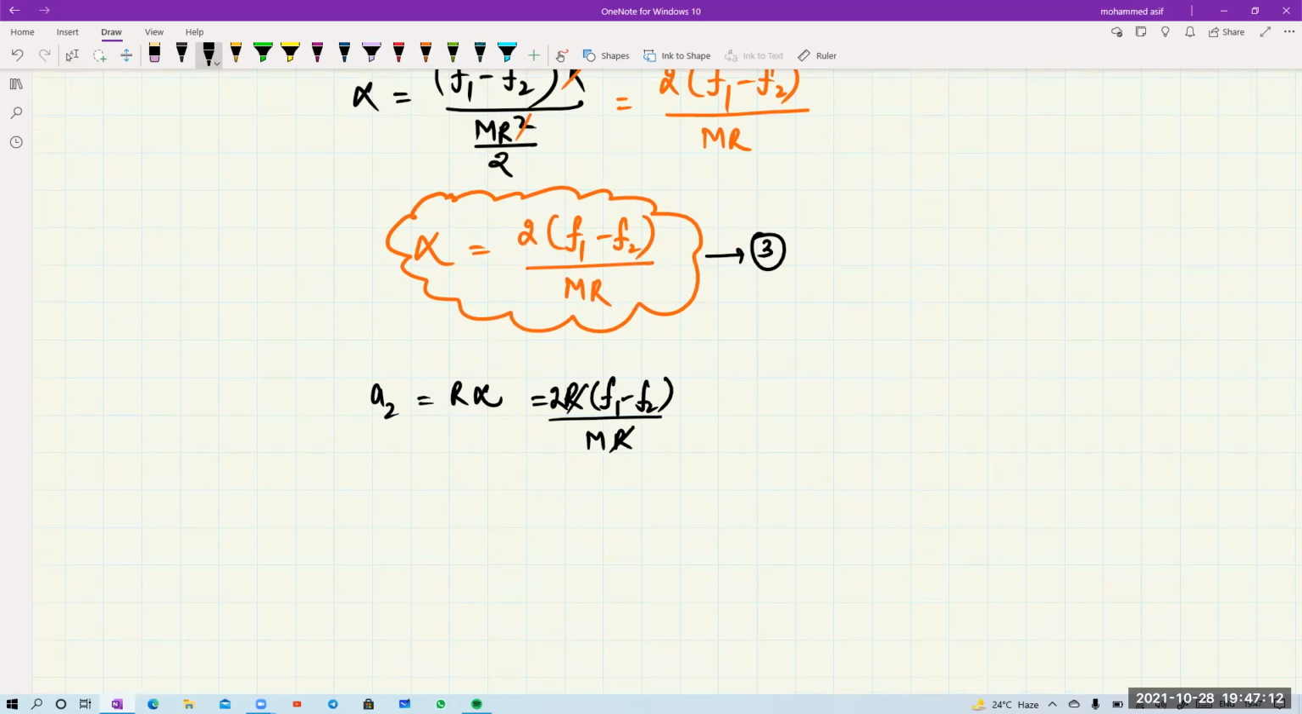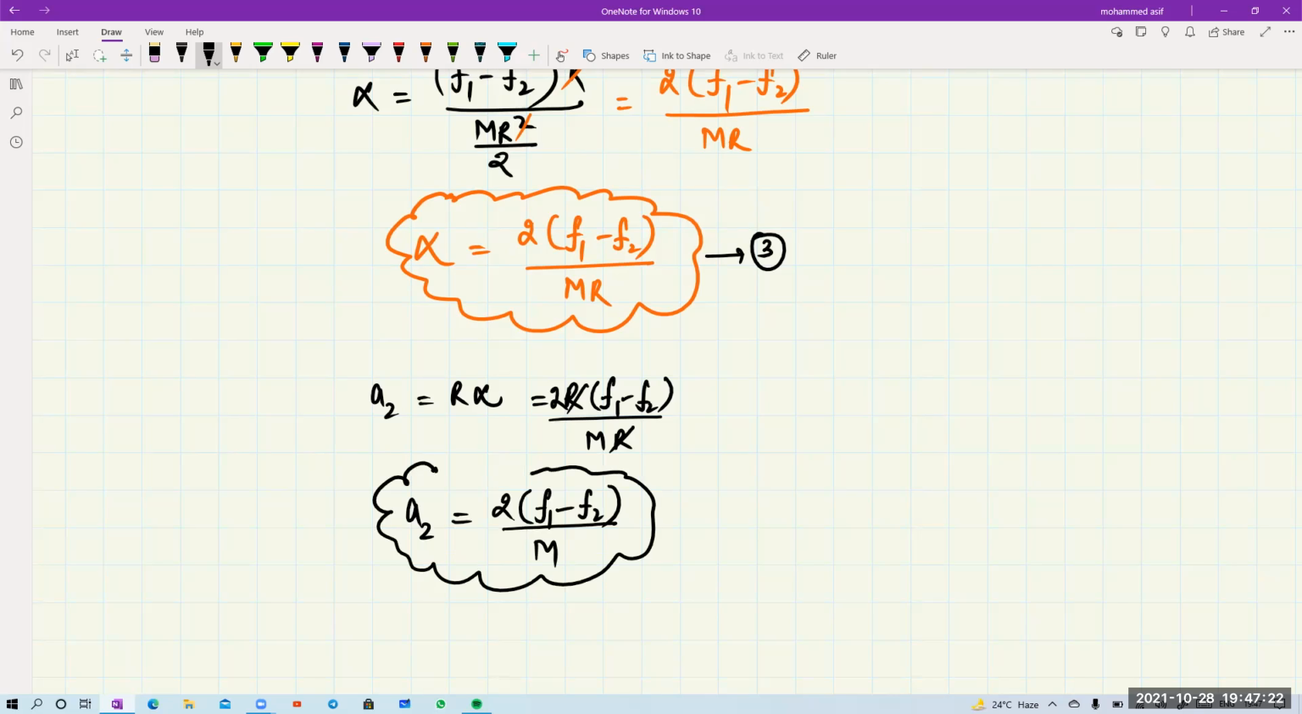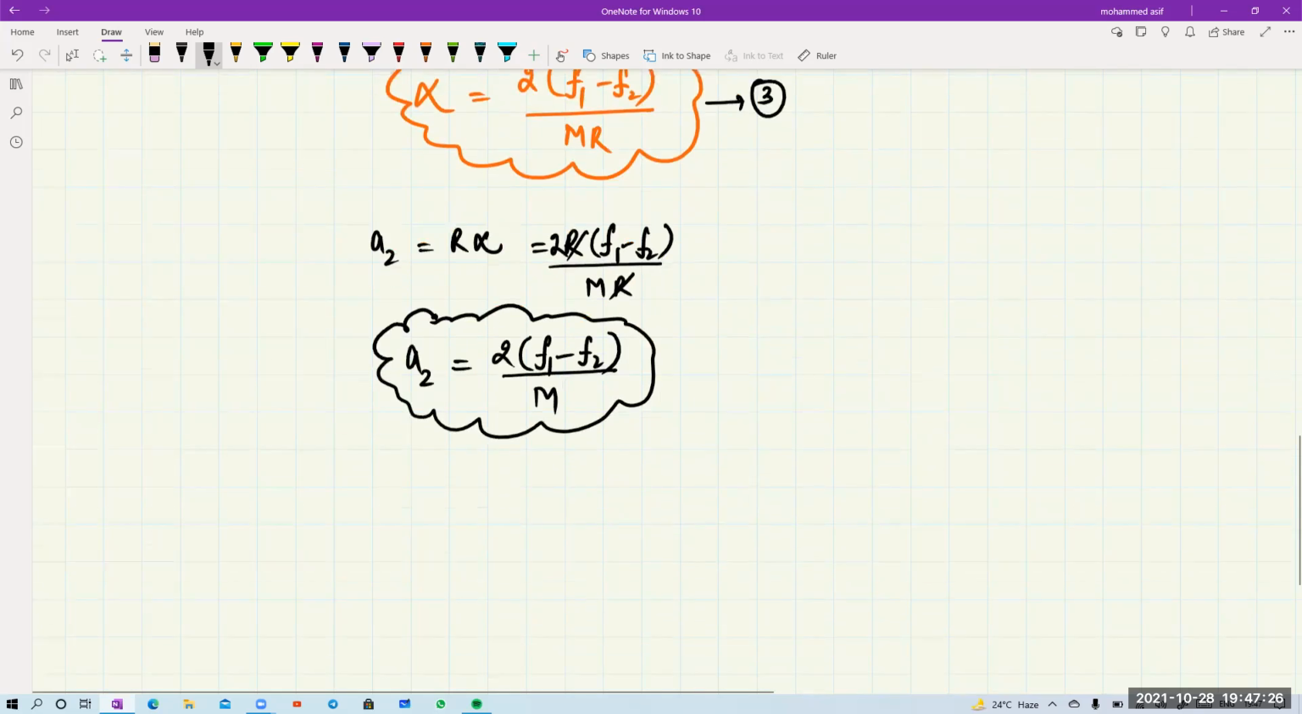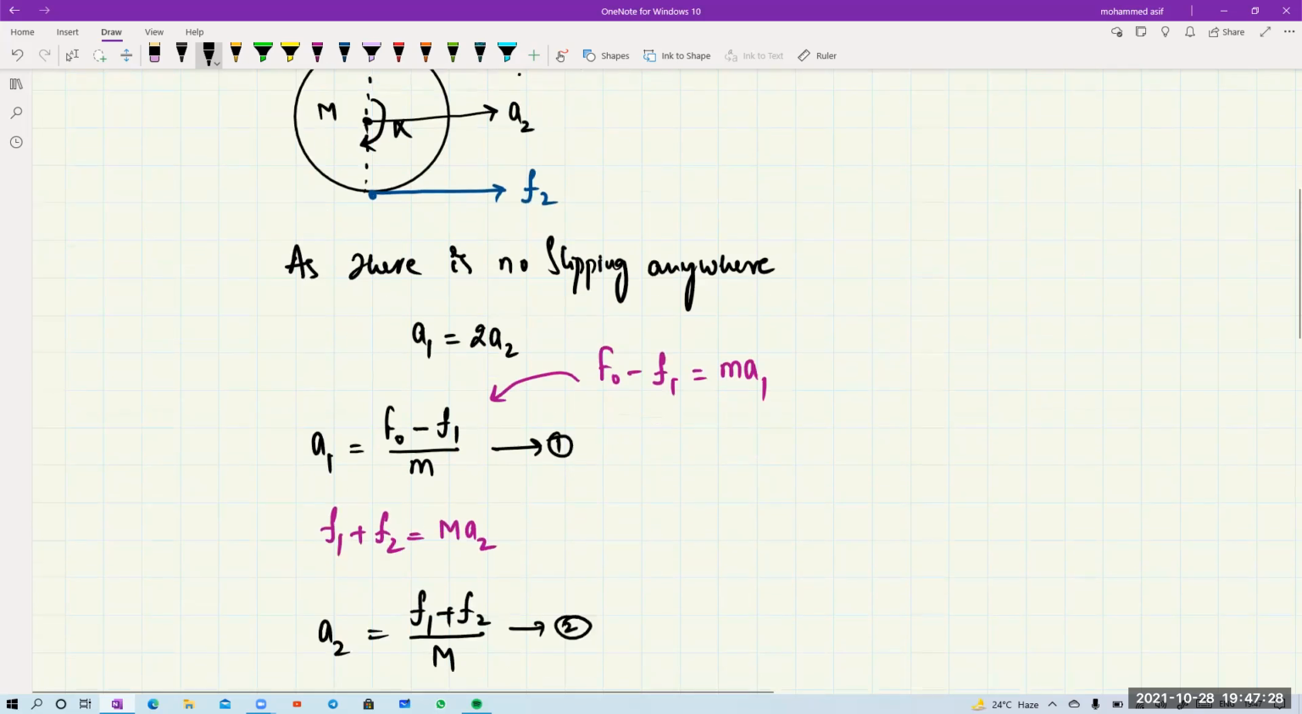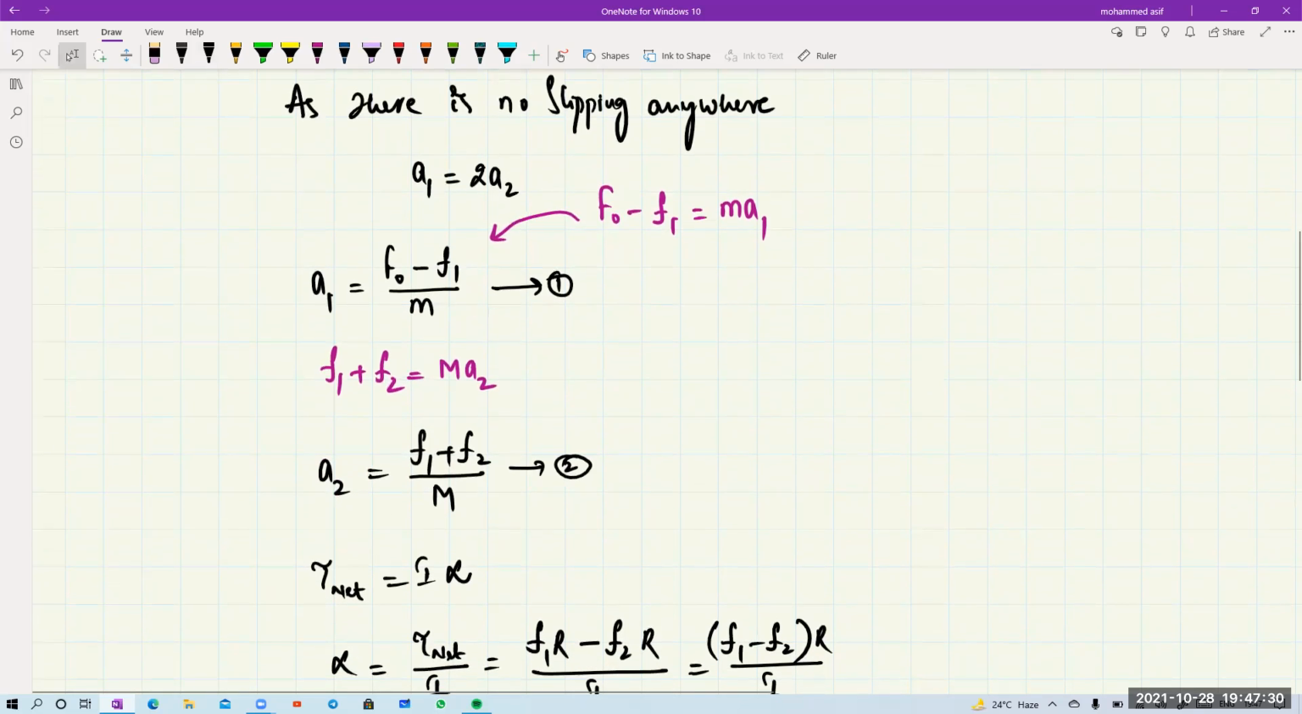This R will get cancelled. So A2 will be equal to 2 into (F1 minus F2) divided by capital M. So this is the value of your A2. Once I know A2, I can even calculate the value of A1. So A1 will be equal to how much, beta? A1 is equal to F0 minus of this one.